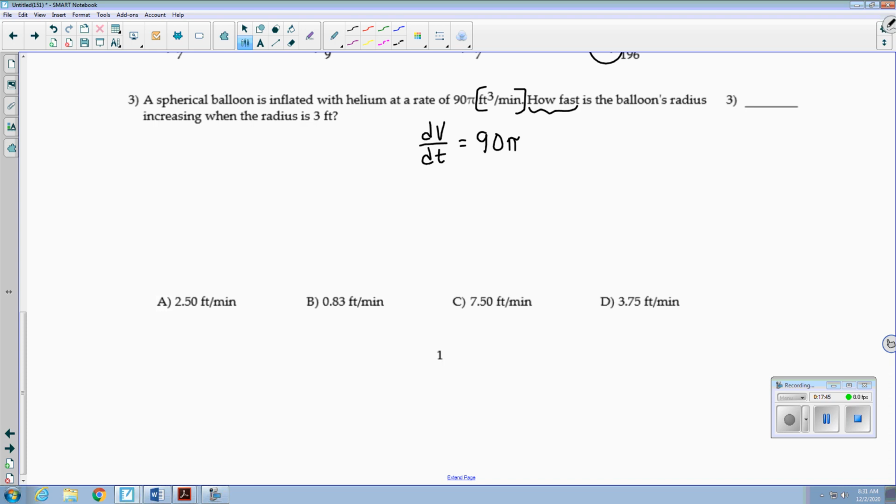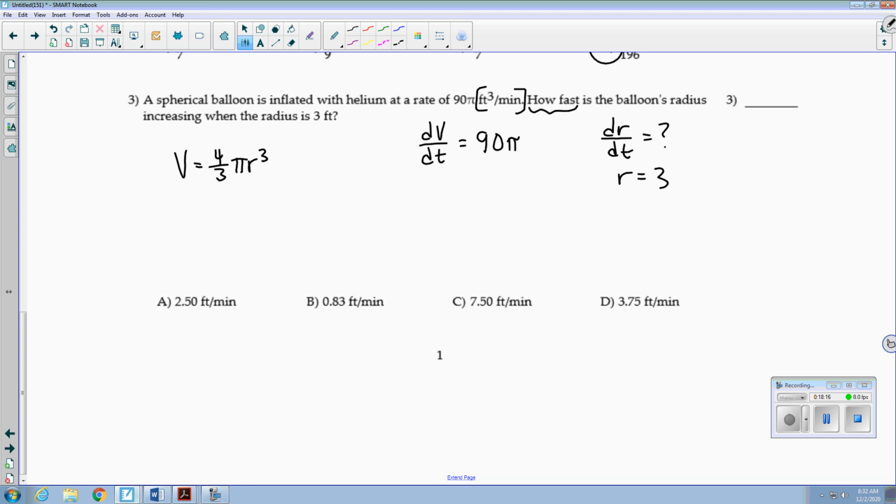So how fast, that terminology indicates I'm looking for a rate of change. What rate of change am I looking for? Of the radius. So I'm looking for dr/dt. And we know we're looking for this at the point in time when the radius is 3. So what's the formula that relates all of these things? Well, we're dealing with a spherical balloon and its volume. So we're going to do volume equals 4/3 pi r cubed.